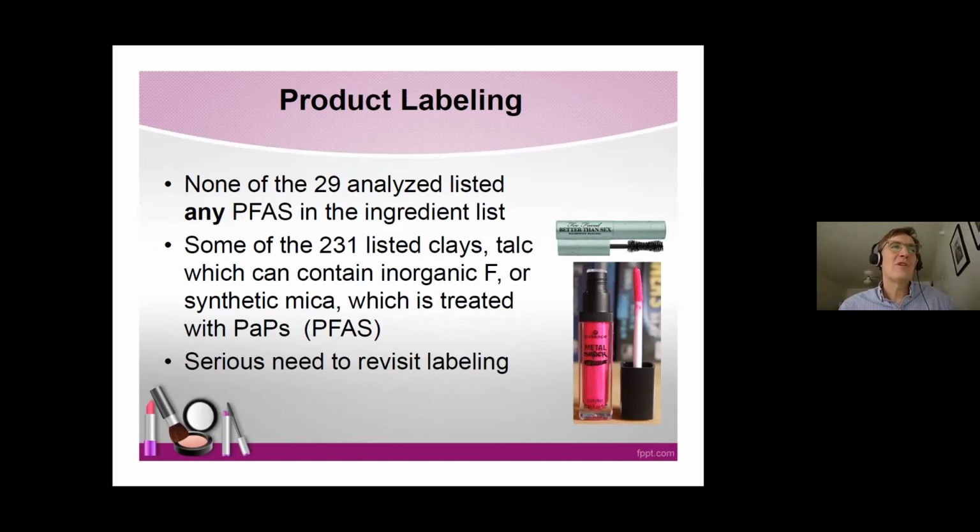Some of the 231 of the larger group had the possibility of saying that they had fluorinated mica in there, which is a synthetic mica. They don't call it fluorinated, they call it synthetic mica. But those are treated with PAPs, so we know those are PFAS. They just don't mention it. Some of them do contain talc or these synthetic micas or clays. And if there's a clay on a foundation and things like that, that could be an inorganic source of fluorine, and we have no way of distinguishing that from our rapid screen.